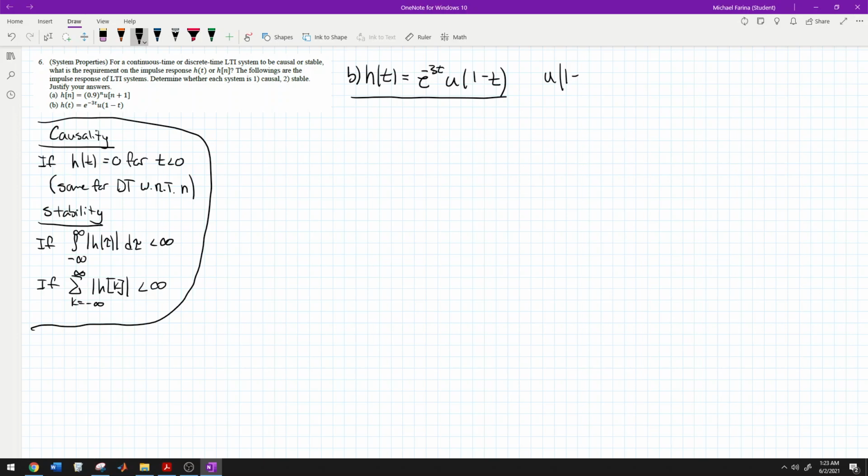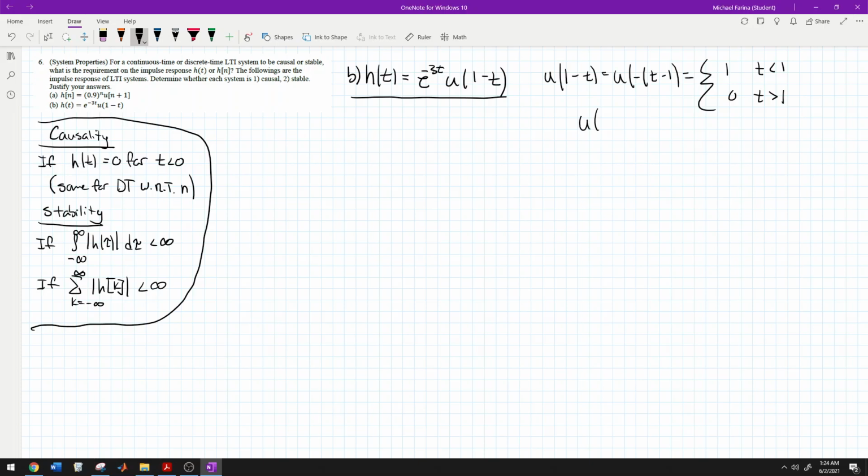Let's take a look at this unit step real quick. So we have unit step of 1 minus t, and that's going to be equal to u of negative t minus 1. We should be comfortable with this by now. This is going to be 1 when t is less than 1 and 0 when t is greater than 1.